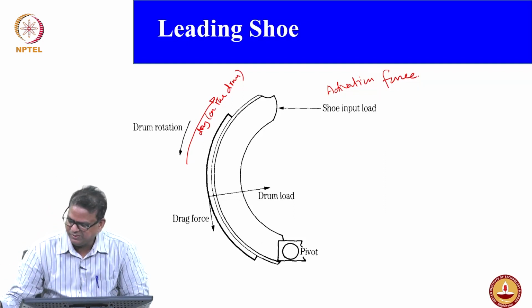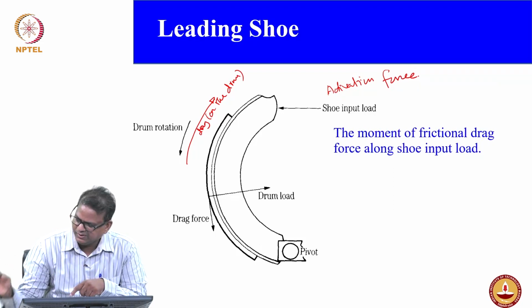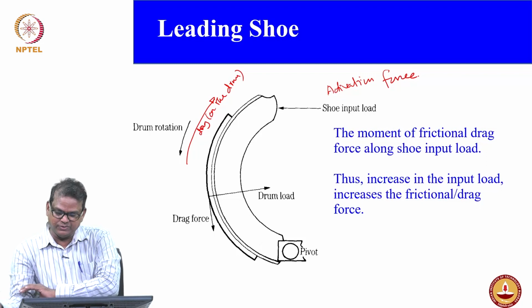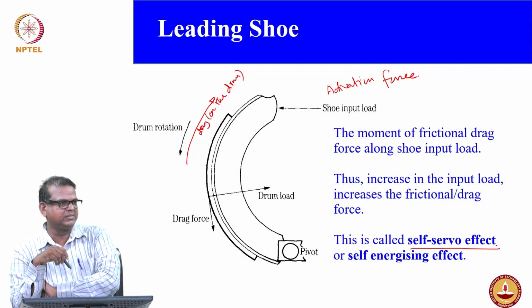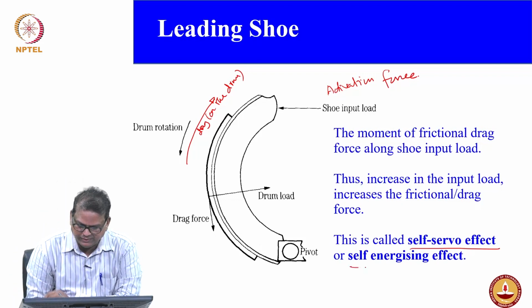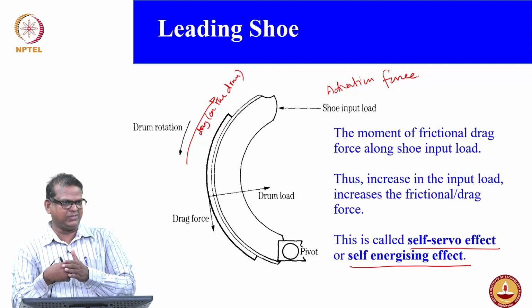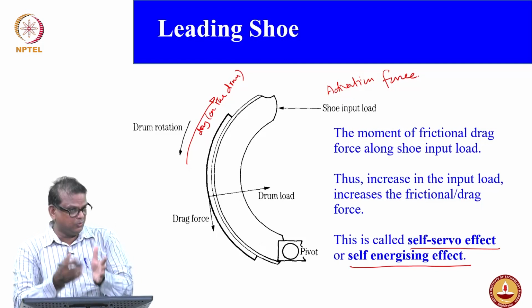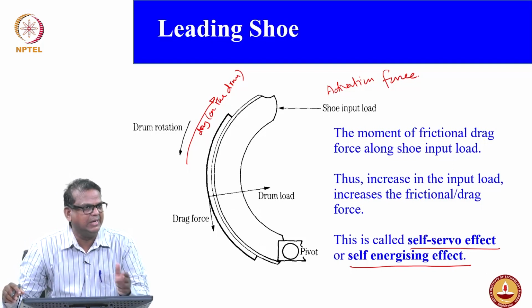So the moment of the frictional drag force acts along with the input. Thus an increase in input load increases the friction drag force, and finally this is called the self-servo effect, or self-energizing effect. This is the arrangement if you have a leading shoe: the frictional force and the activation force are in the same direction, so the braking effort will be good with less effort. That's the difference, and that's why this is called a leading shoe.